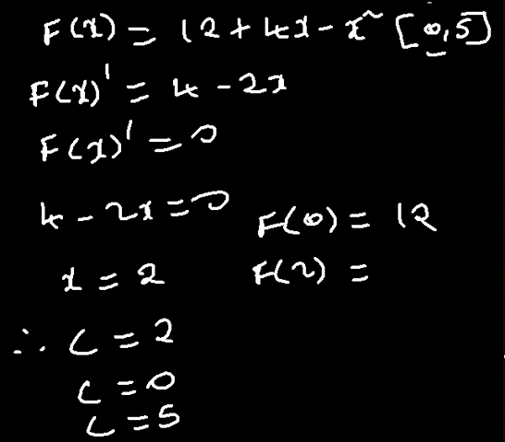Now this should be 12, plus 8, and minus 4, because if we substitute x for 2, we'll have it as 4. And what is this? That should be 4, then we should have it as 16. Should be 16, and then we should have f of 5.